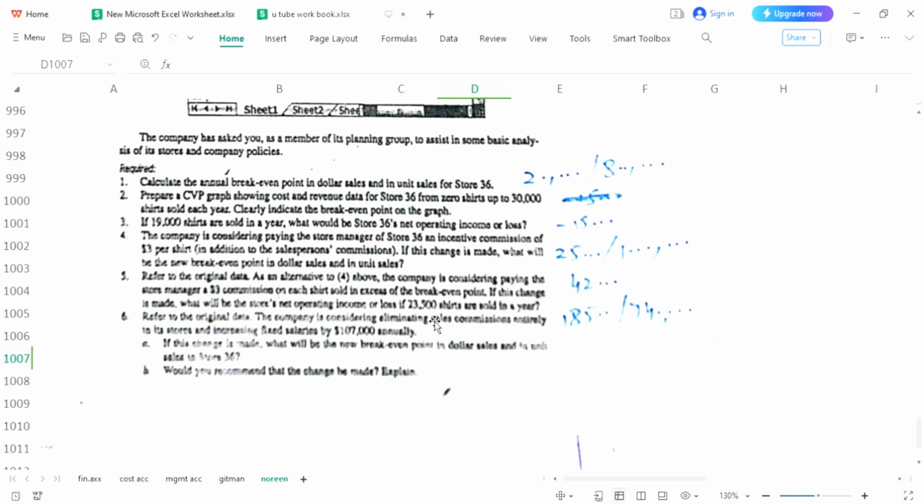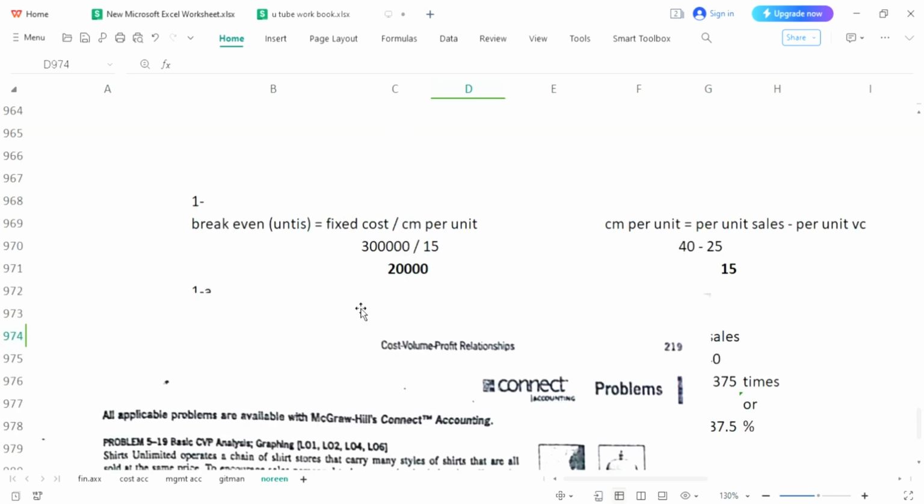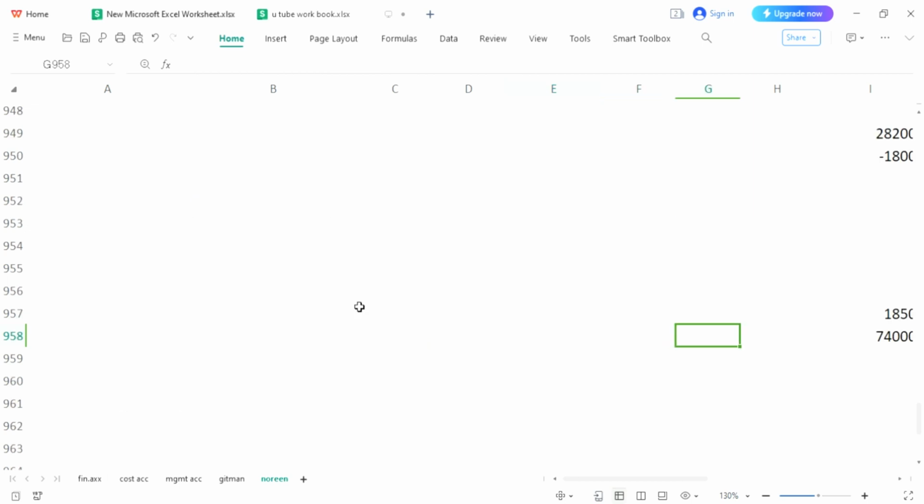Okay, so we need to calculate break-even point in terms of what? Refer to the original data. Company is considering paying the store manager $3 commission on each share. And right now what is happening? We are paying 7 rupees as commission. So instead of 7, we will now be paying only 3 as commission. We have calculated it in the above figures as well somewhere.